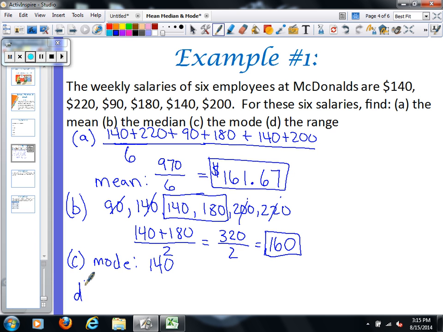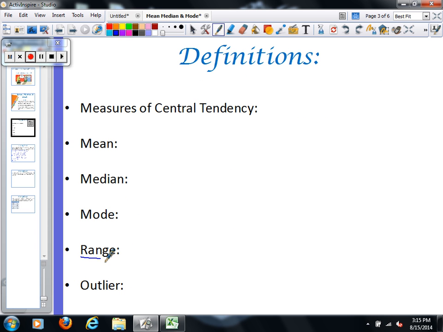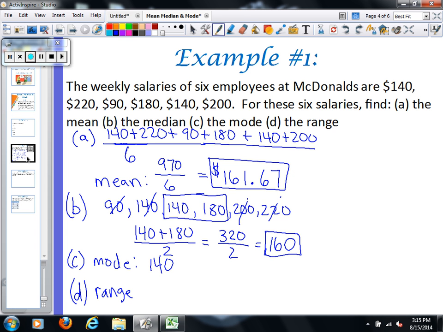The last thing it asks you to find is going to be the range. And that was one of your definitions right here. So you should have this as well. And the range is just the difference between the biggest number and the smallest number. So difference means subtraction. And whenever you're dealing with largest and smallest number, you always put the largest number first, the smallest number next. So this would be 90. And this would give you 220 minus 90, which would equal 130. So my range would be 130.